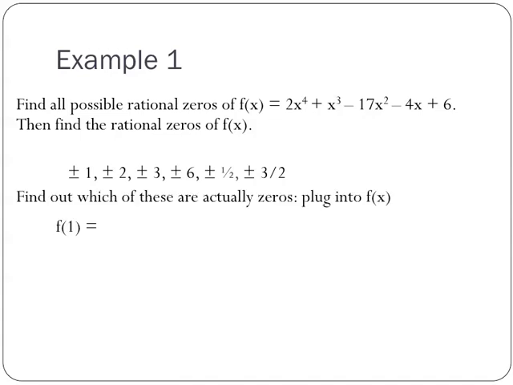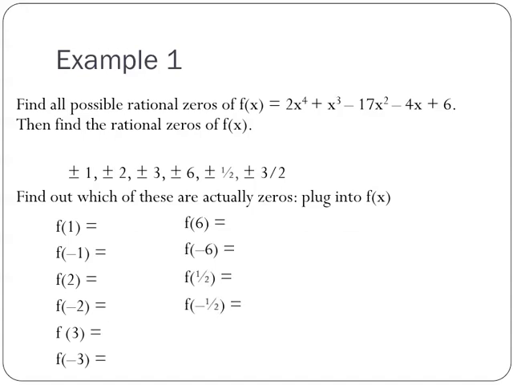Now you can go about doing this by simply doing the whole process of plugging in, okay, let's plug 1 in. So 2 times 1 to the 4th plus 1 cubed minus 17 times 1 squared minus 4 times 1 plus 6, and that gives you negative 12. And so on, but there are going to be a lot of these. So instead of having to do that out every single time, there is a way to have the calculator do this work for you. So I'm going to show you how to do that.